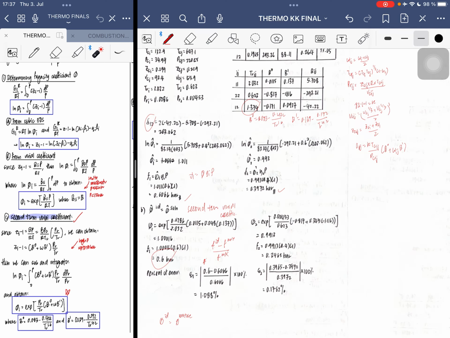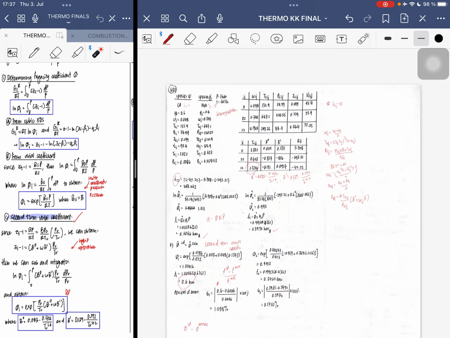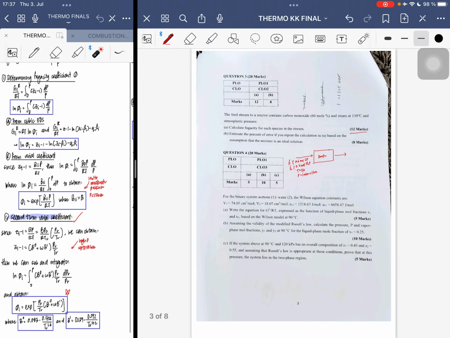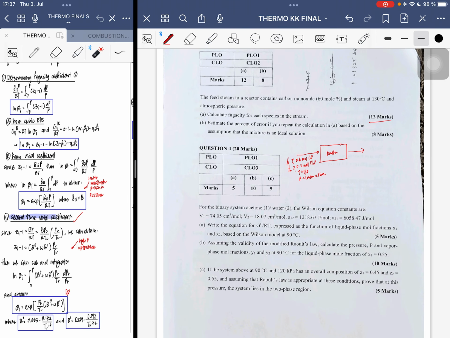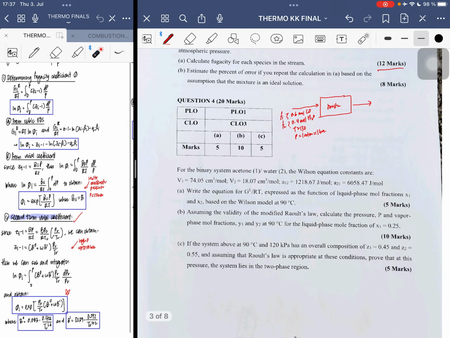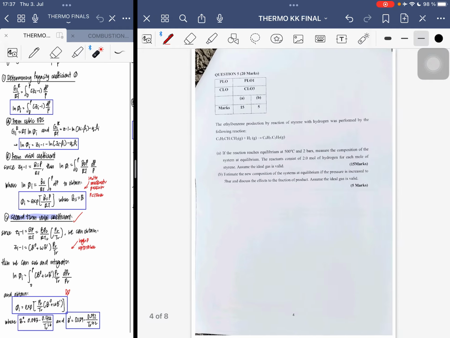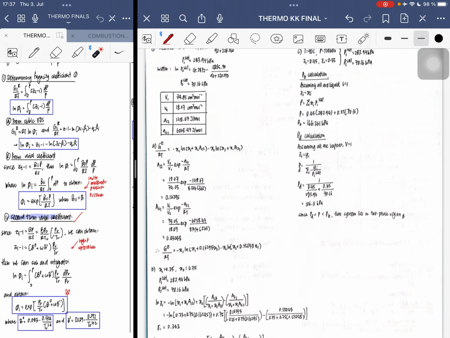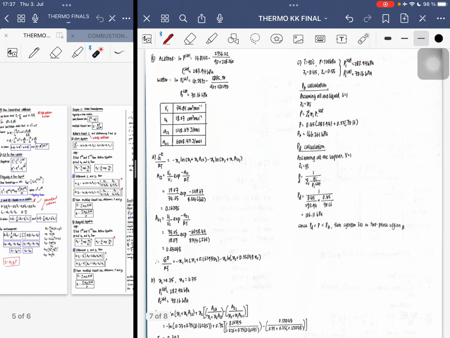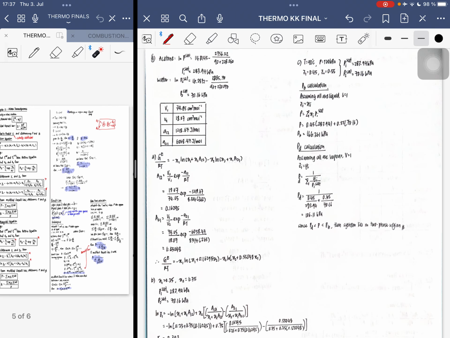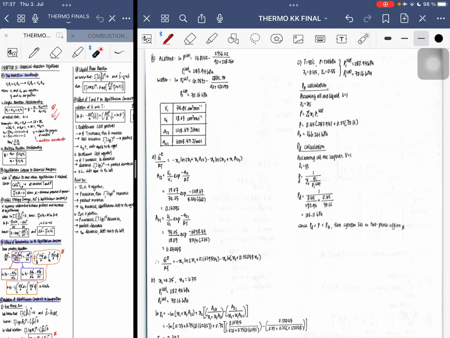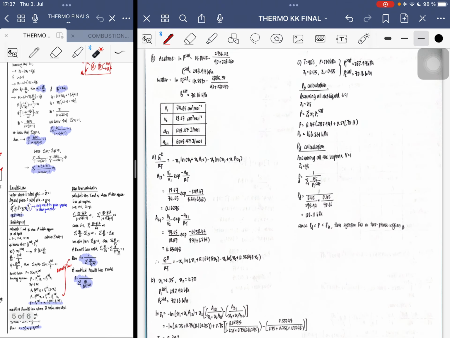So question 4, for the binary system acetone 1 and water 2, the Wilson equation constants are V1 and so on. Write the equation for G^E/RT. Okay, this is a lot. I don't really know how to simplify this any further, because this is just a formula. I don't know how else to say it, but yeah, the Wilson equation, because they want Wilson, right? Yeah, based on the Wilson model.